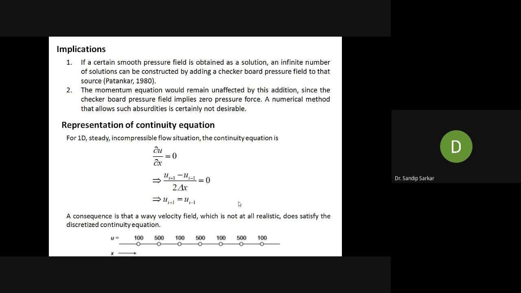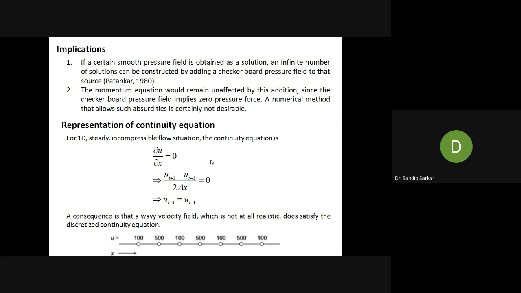Have you understood this continuity equation aspect, similar to the pressure equation that I already explained? Is that clear to everybody? Yes, sir. Okay. So you may end up with a wavy kind of velocity field in the flow domain. That is not at all realistic, and in some cases your solution may not converge.